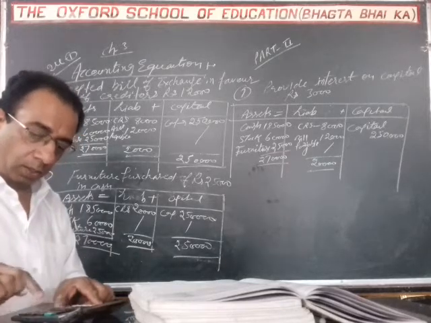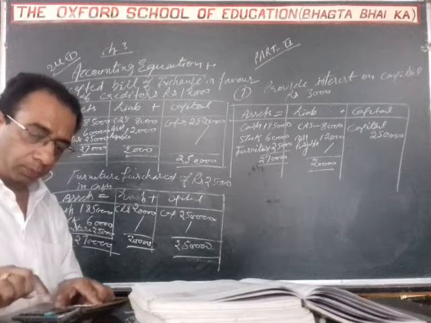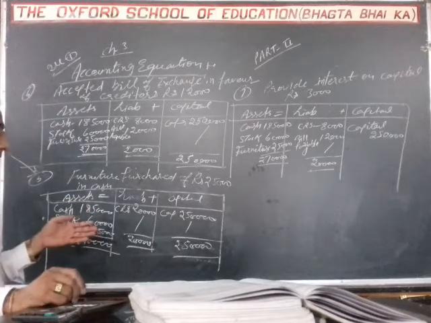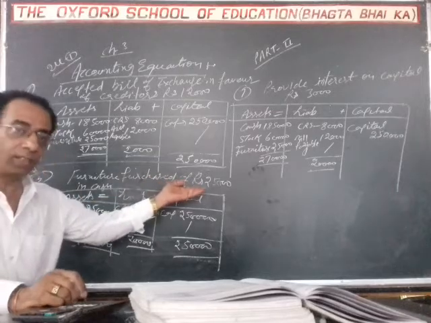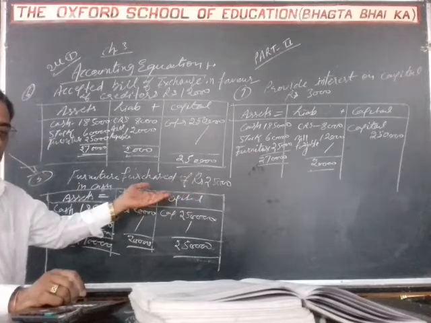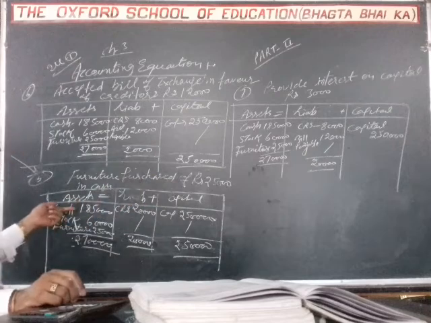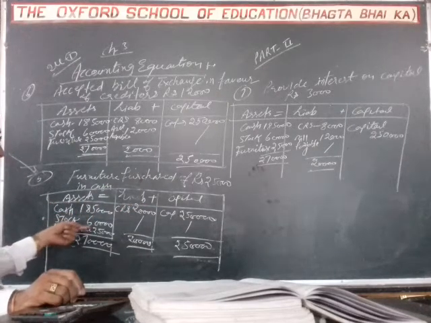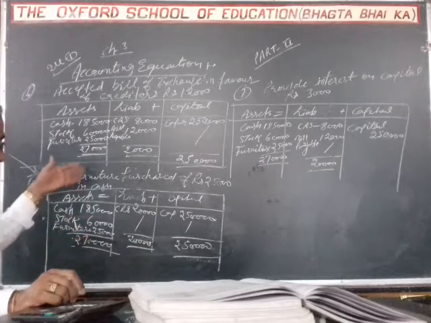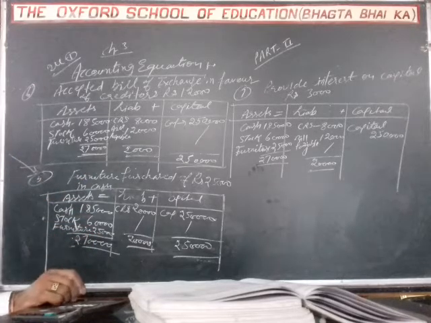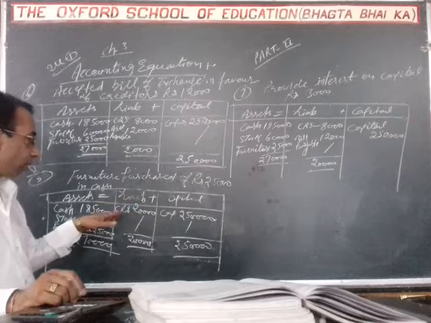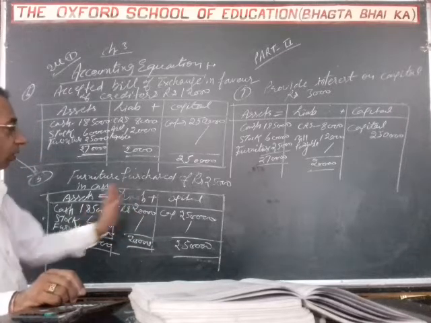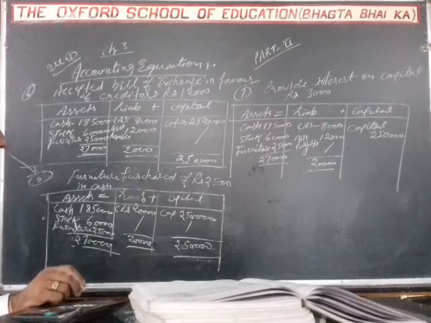Last time we had cash 2,10,000, but when we purchased the furniture, cash reduced from 2,10,000 to 1,85,000. Stock remains the same, 60,000, and furniture comes to us, 25,000. The total of the asset side is 2,70,000. Liability remains the same, 20,000. So 20,000 will be subtracted from 2,70,000, and then we will find the capital, 2,50,000.